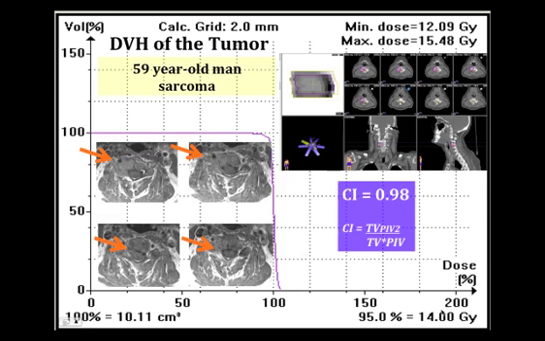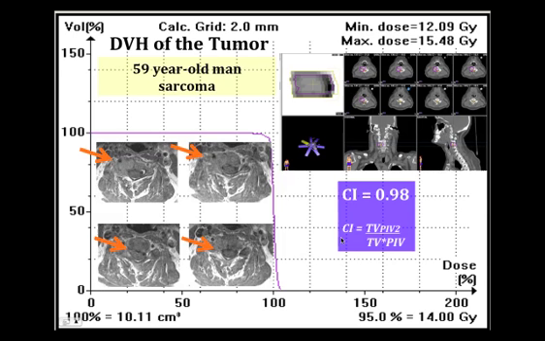In this case, we treated with 14 gray. So the whole tumor is receiving the prescription dose of radiation. That's what this curve is showing us. As for the conformity index, the ideal conformity index means the tumor is covered 100% and the normal tissue surrounding it does not receive any of the prescription dose. So it's ideal. In this case, we got 0.98.